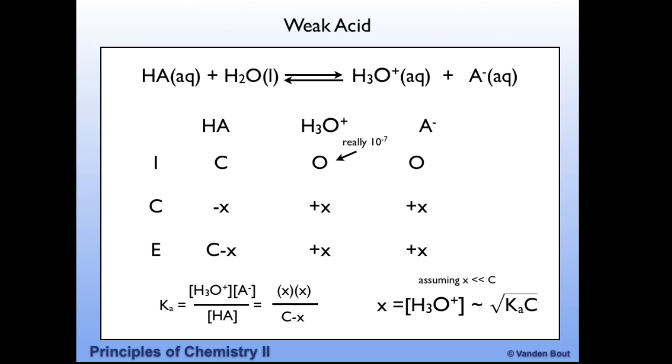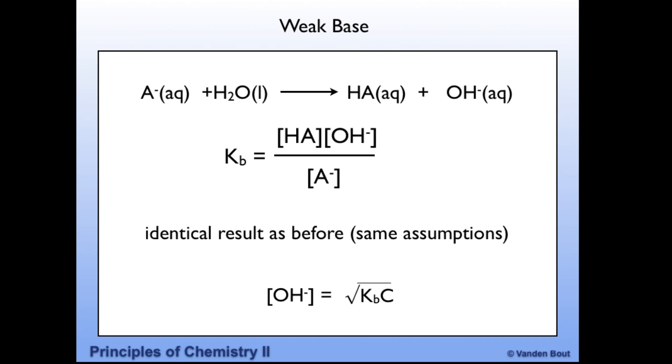We have the exact same idea if we look at a weak base. So here's a generic weak base problem. I've written it out with the conjugate base, A-, reacting with water, making HA and OH-. You can see Kb now is exactly the same. If you run through the same analysis, you get the exact same result. And now with identical approximations, you discover that the hydroxide ion concentration is the square root of Kb times the concentration of the weak base. So before we had a certain amount of acid and a Ka, now we have a certain amount of base and a Kb.